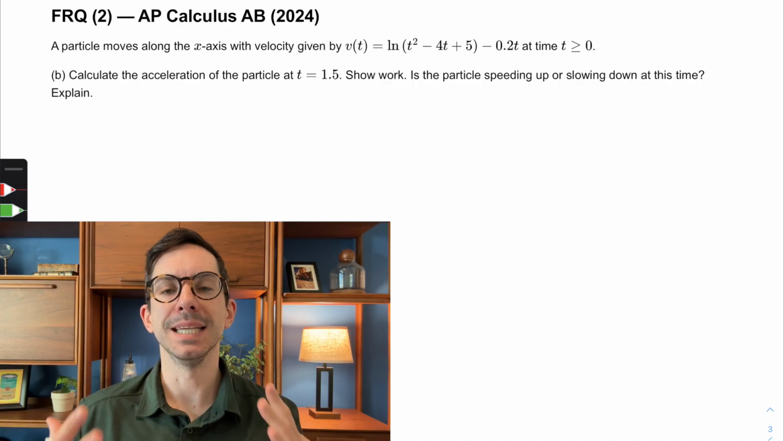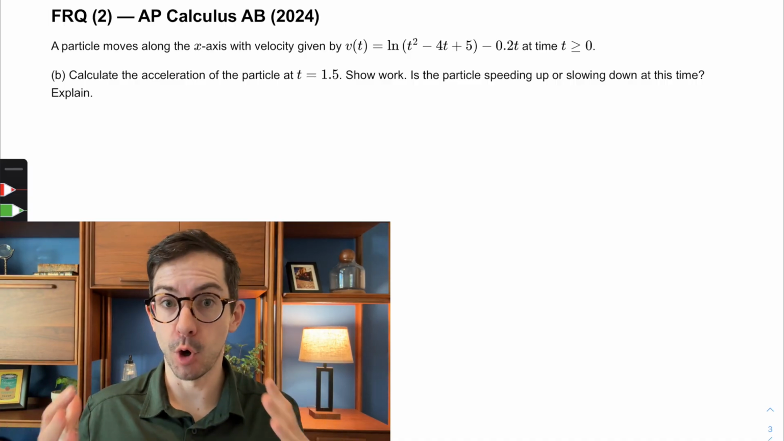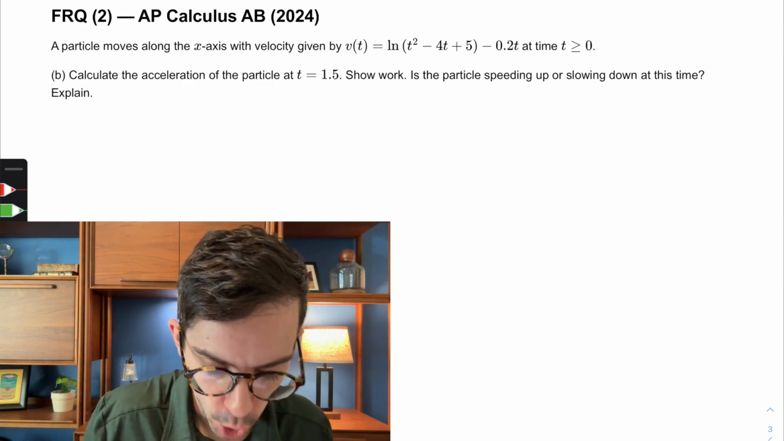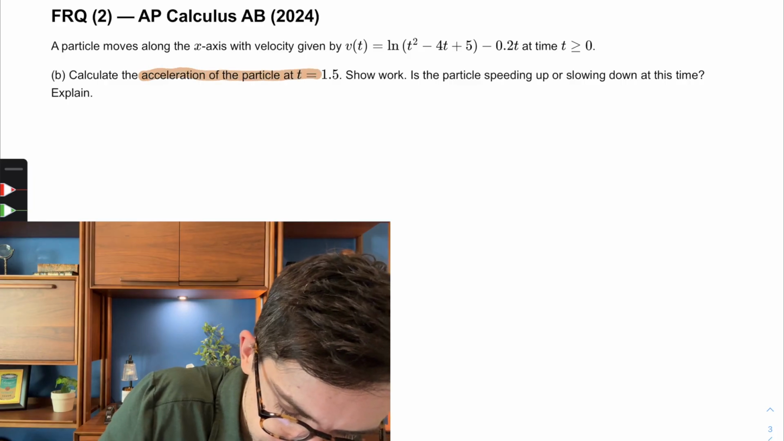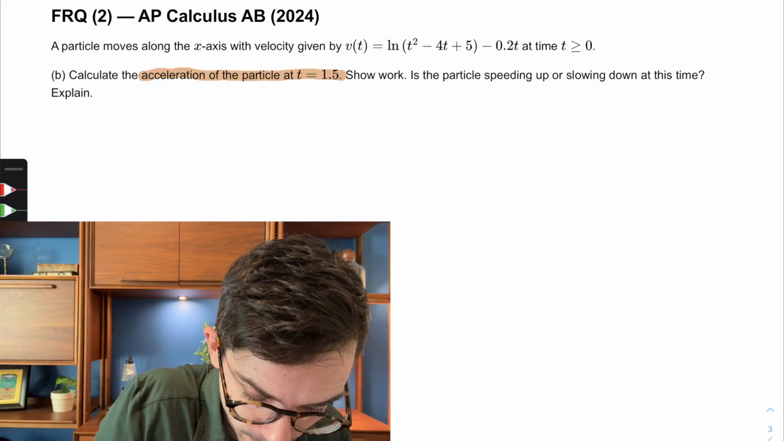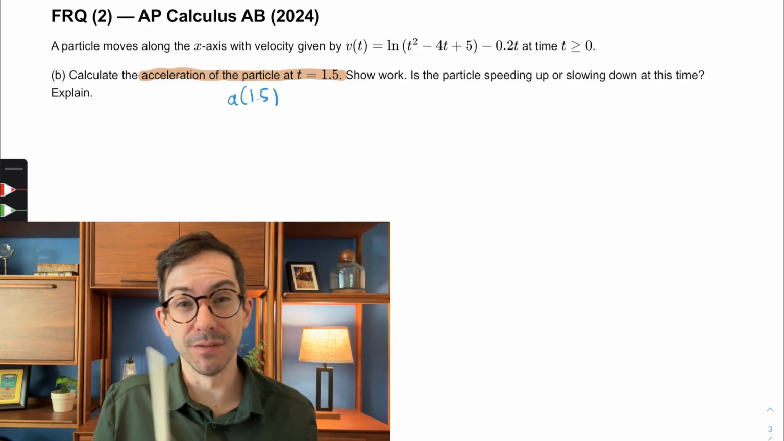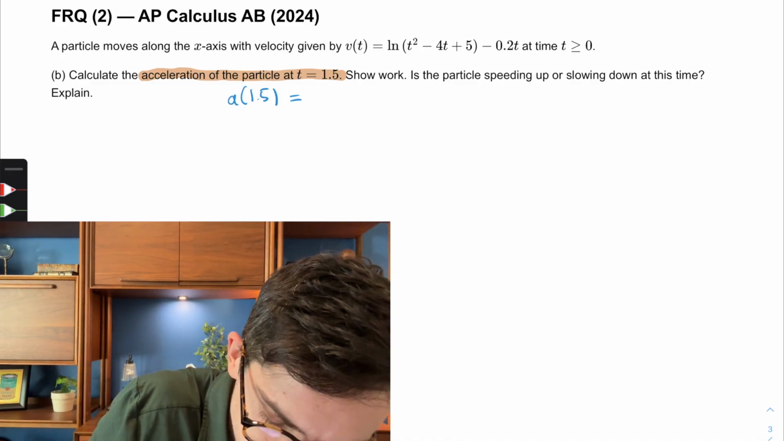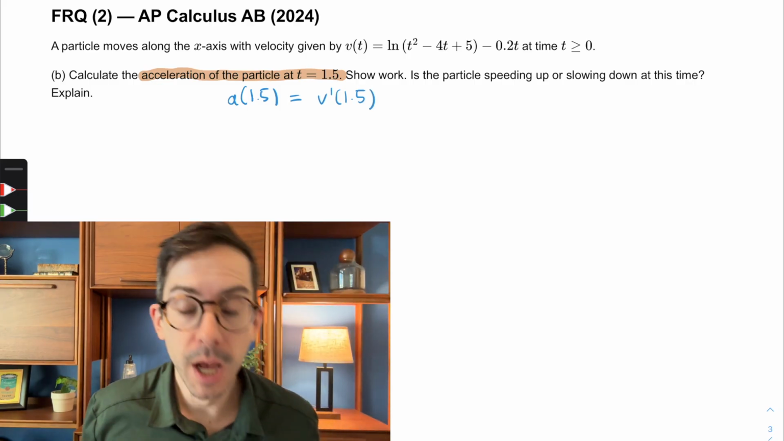Okay, part B is asking us all about acceleration and how the particle is speeding up or slowing down. So let's take a look. We want to calculate the acceleration of the particle at time t equals 1.5. So I need to remember that acceleration is the derivative of velocity. Okay, and because we were asked to show work, we do definitely want to make sure we are showing this work.